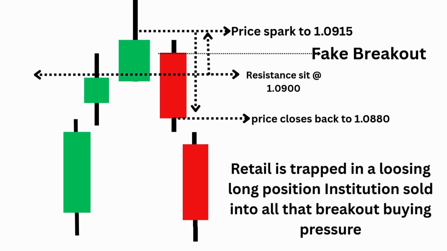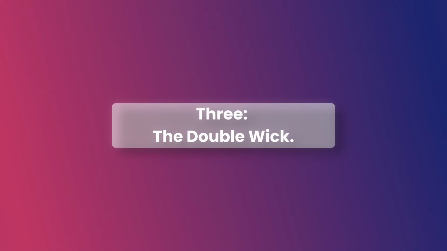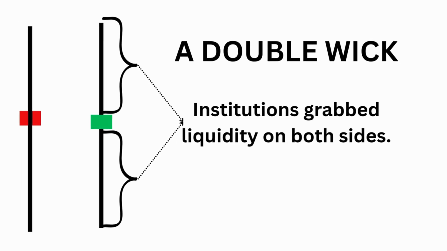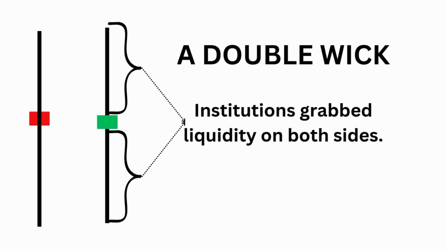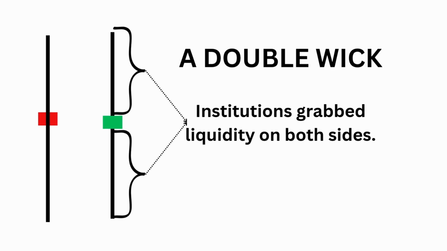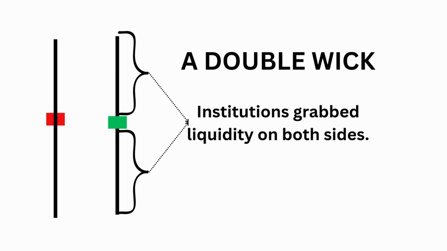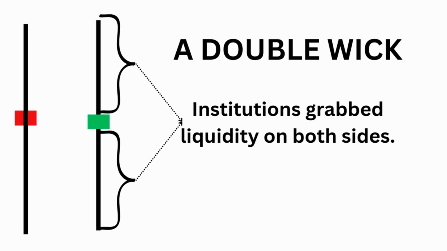The manipulation happened there. So tactic number 3, the double wick. This one is sneaky, and most traders never even notice it. A double wick candle has a long wick on both the top and the bottom with a small body sitting right in the middle. It looks like price couldn't make up its mind. But here's what actually happened. Institutions grabbed liquidity on both sides. They pushed price up to trigger the stop losses of short sellers above the high. Then they pushed price down to trigger the stop losses of long traders below the low. Both sides got hunted in the same candle.